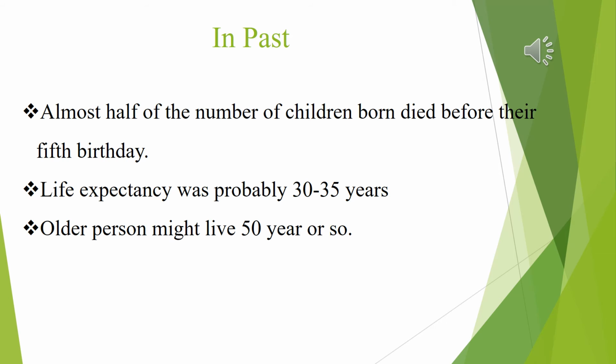In old times, according to the book: 1. Almost half of the number of children born died before their 5th birthday. 2. Life expectancy was probably 30-35 years. 3. An older person might live 50 years or so.